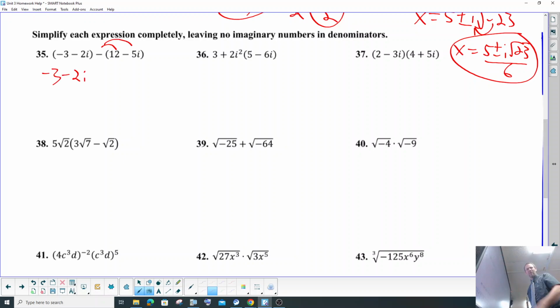Pause me. Try them on your own. You're only going to do good if you try it on your own. Pause me, then try it. Then push play and see how you did.